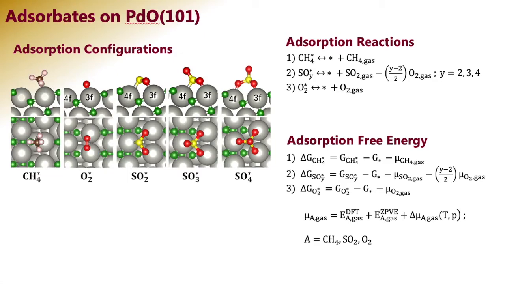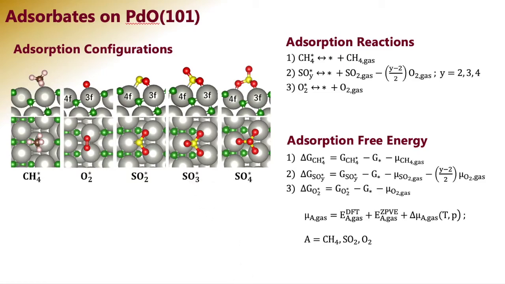This value of adsorption energy is more than 10 times greater than that of CH4, which is only about negative 0.16 electron volt. This explains why sulfur poisoning is still prominent despite its very low concentration, which is only around 1 ppm or less, under typical experimental conditions.